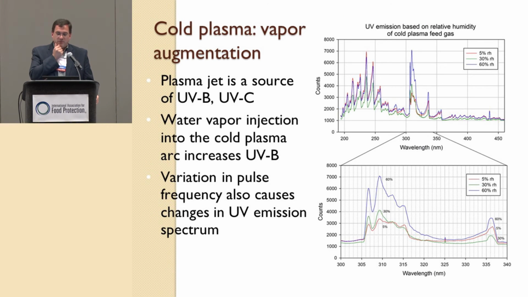So this is another example of a different kind of system where we're looking at UV production based on the humidity of the feed gas. Okay, where you take this from 5% humidity to 30% to 60% humidity, you can have a serious change in the characteristics of the UV spectrum that's being produced in this system.